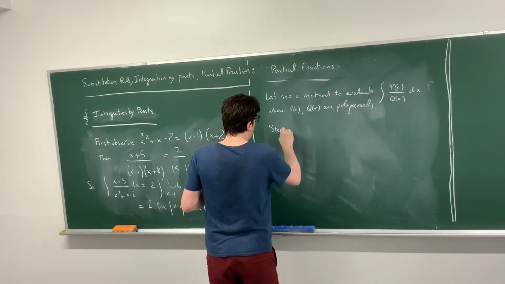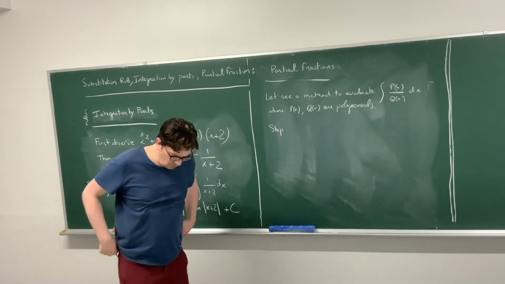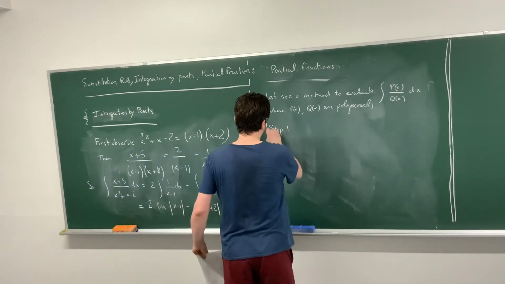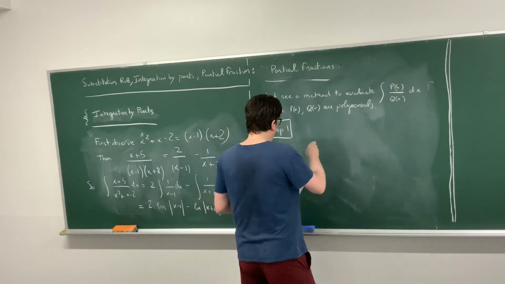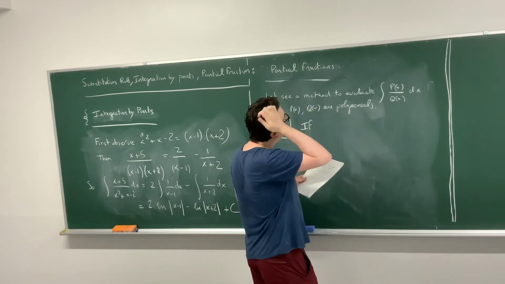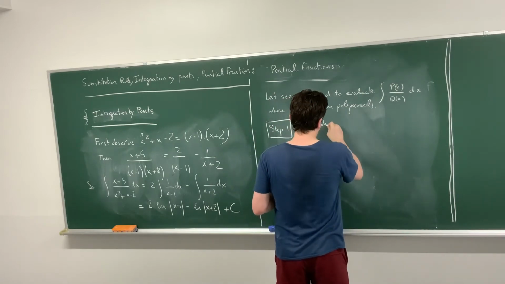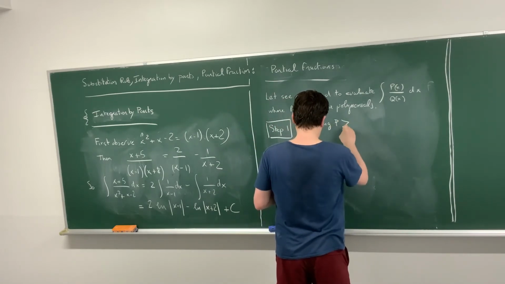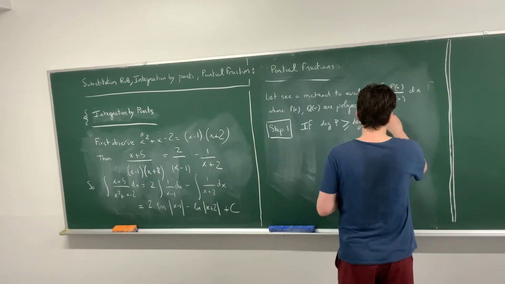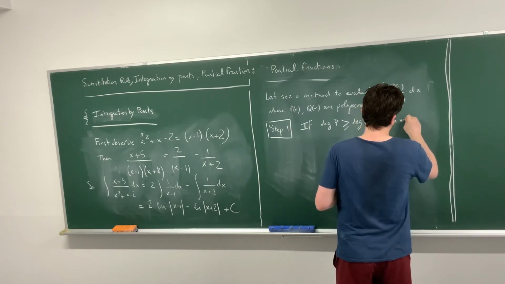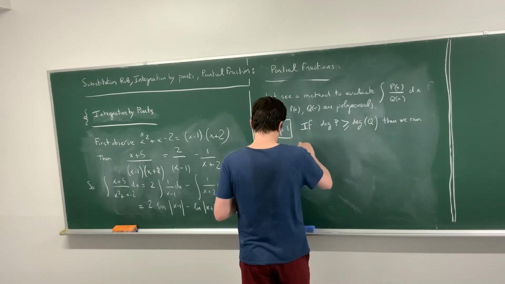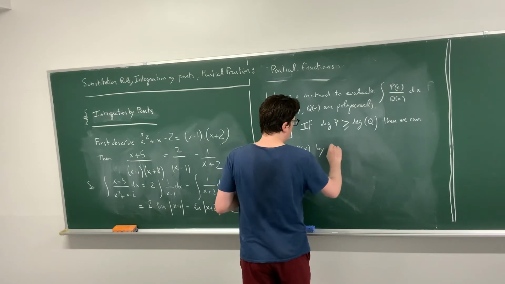So we will have several steps to do such work. First of all, step 1, we will have a look at the degree of the polynomial p and q. So if the degree of p is greater or equal to the degree of q, then we can divide p of x by q of x.